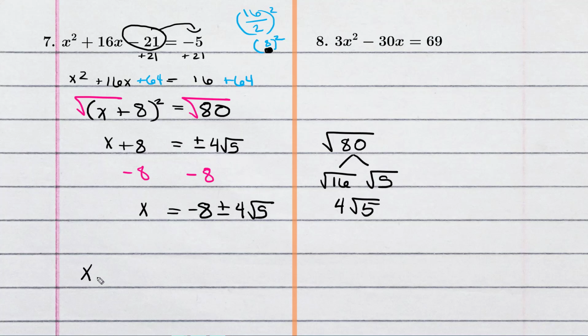And so when we write our solution, we don't have to find the two individual answers because we're not going to the decimal. And that's the answer.